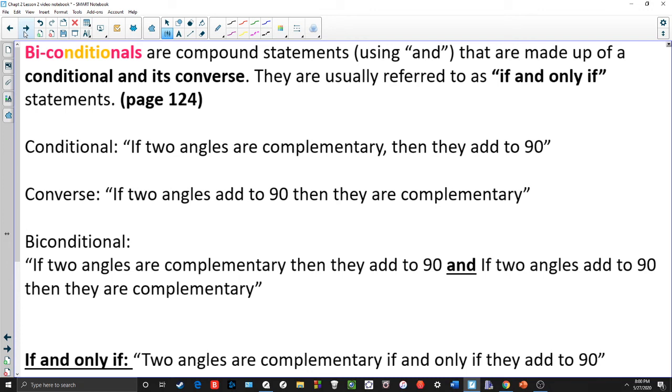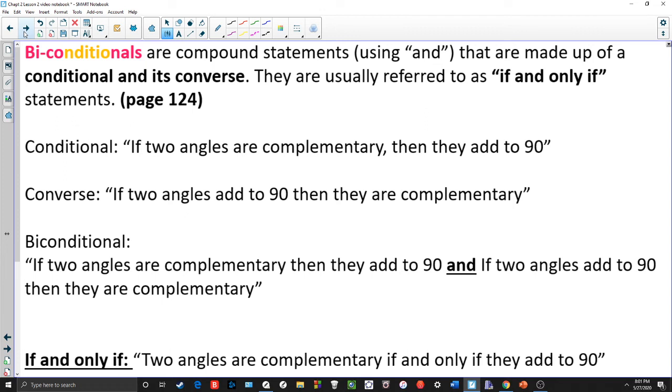Biconditionals. Biconditionals are statements using if and only if, and they are compound statements. They are a form of conjunction, so they follow the and rule. The biconditional is made up of two specific statements, a conditional and its converse. If you take the conditional and its flipped form, remember, converse is flipped, and you put them together with the word and, then you get a biconditional.